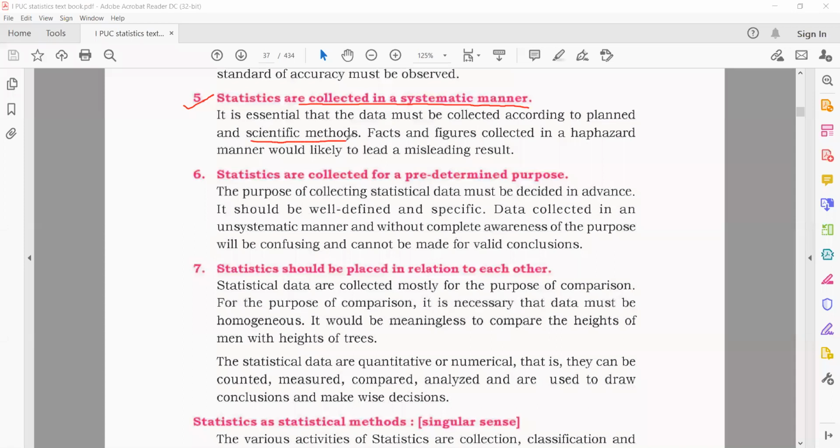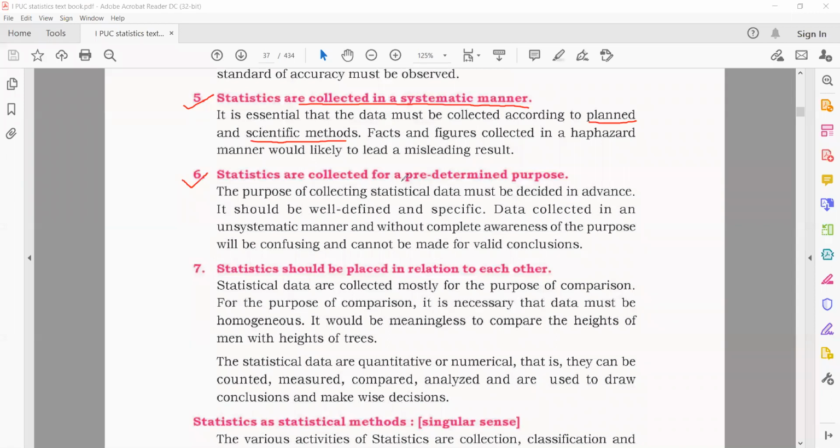And what are these statistical methods? What are these planned methods? That is what we'll be studying in the other part, research methodology. How to plan a research, how to extract the data, what are the types of data, what are the statistical methods available, what are the non-statistical methods available. Those things will be discussed in detail in the other class.